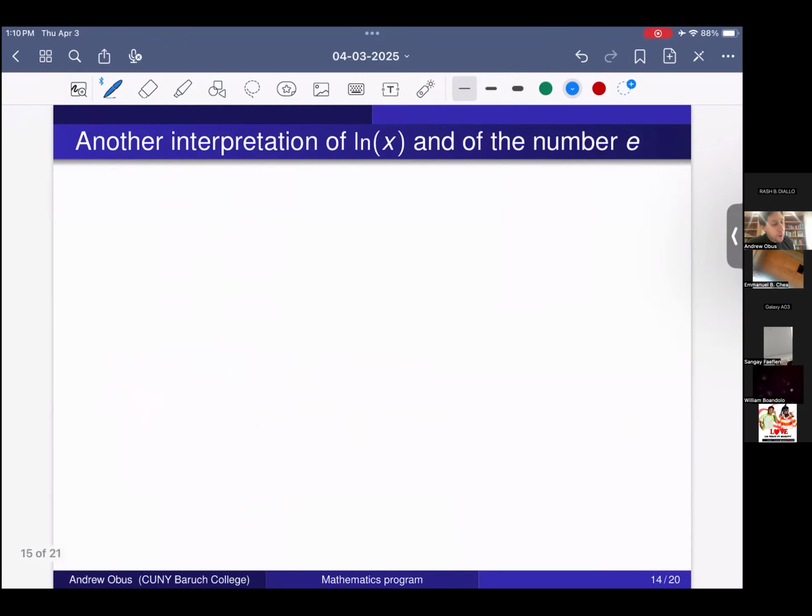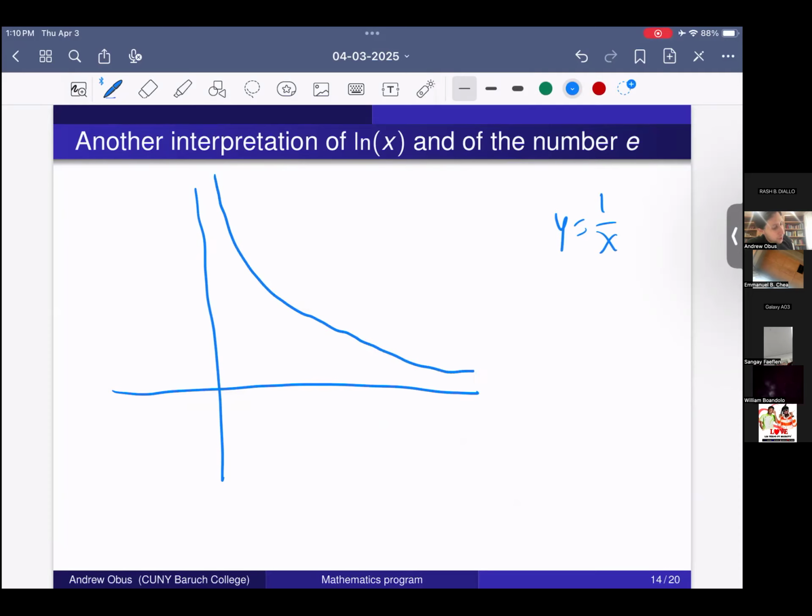All right. What's another interpretation of ln of x and of the number e? Well, let me draw a graph. I'm going to draw the graph y equals 1 over x. The graph of y equals 1 over x looks like this. It also has a part in this quadrant, but I'm going to focus on the part in the first quadrant. So this is the graph of 1 over x. And I'm going to look at 1 right over here. Now, what happens if I take some point, I'll call it b? And what's this area equal to?